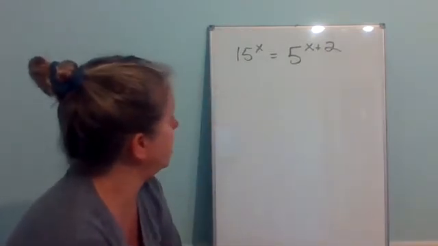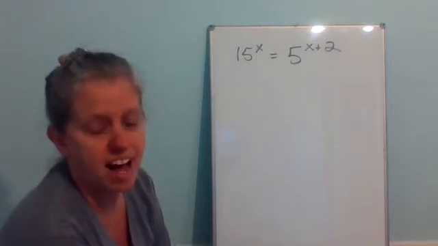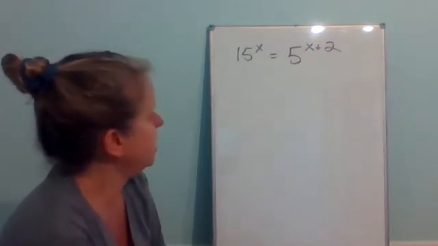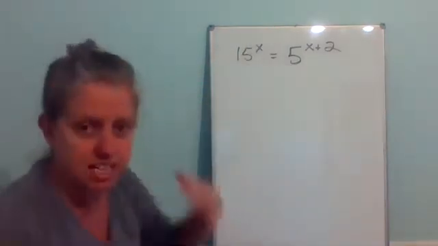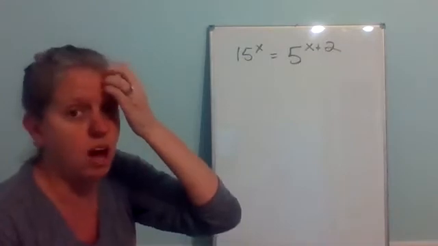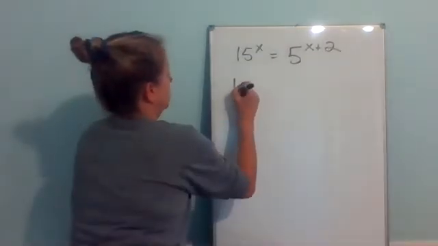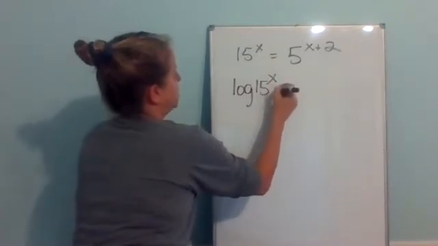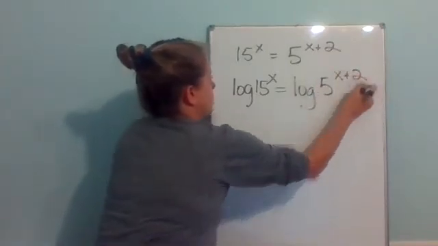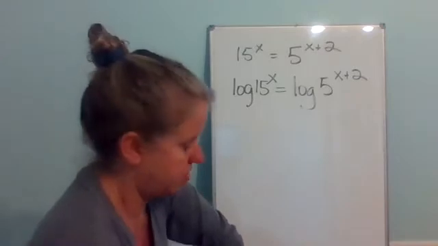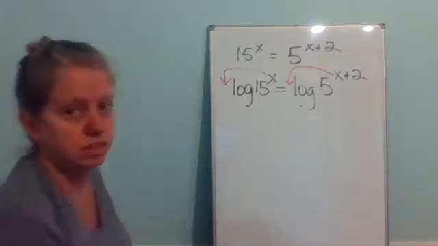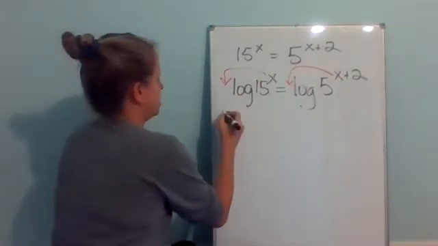So again, I am going to log both sides. I have x's in both of my exponents. That's what makes this one a little bit more work. But again, I can't start solving until I get my x's down on the regular level of the rest of the equation and not up in the exponent. So I'm going to log both sides. So log 15 to the x equals log of 5 to the x plus 2. So now I can bring the exponents down. So on the left, I have x log 15.